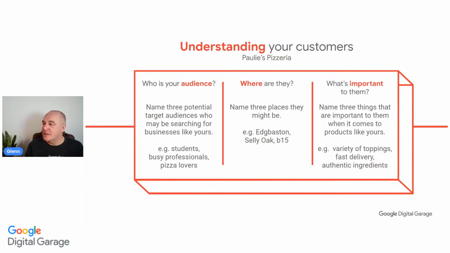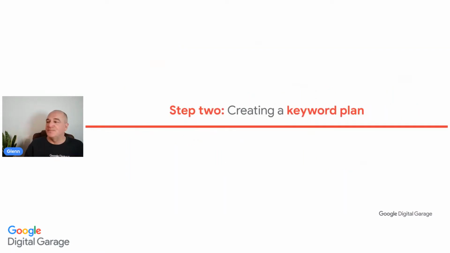that are going to be great selling points? So here we've identified a variety of toppings, because we like choice and we don't want the same thing every day. We could also look at fast delivery, again, for those busy professionals who don't have much time. And then authentic ingredients for those pizza lovers, the people that are really connoisseurs of this type of cuisine. So on that basis, authentic ingredients could be a great pull to get people to engage with your business.